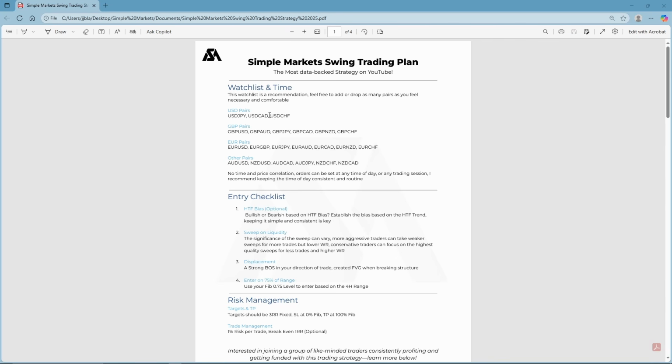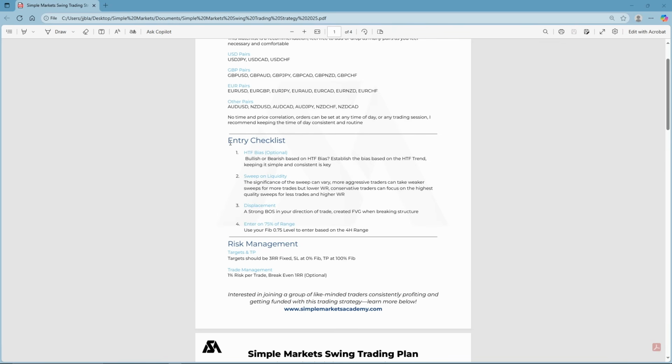We do have a great amount of pairs here, but we utilize all of them with the 4-hour time frame so we can get an adequate amount of setups. But we will skip over that section here and mainly head to the entry checklist because there's something I want to make very apparent here.